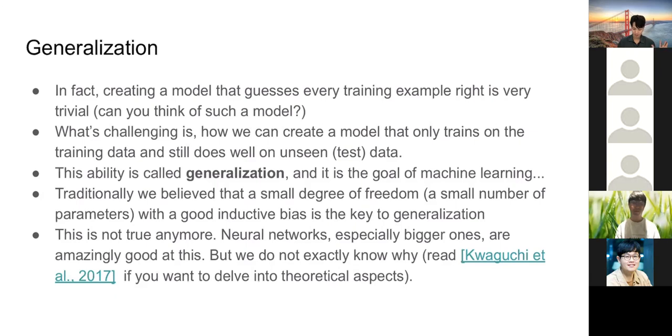I'm not exaggerating, it is actually the goal of machine learning. Traditionally, we believed that a small degree of freedom, a small number of parameters basically, with a good inductive bias, like saying that this is a linear relationship, is the key to generalization. But in fact, it is now not true anymore.